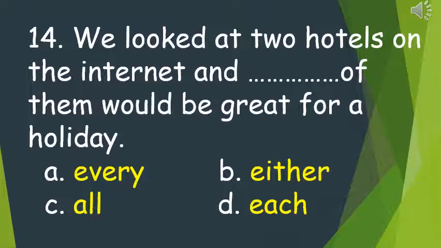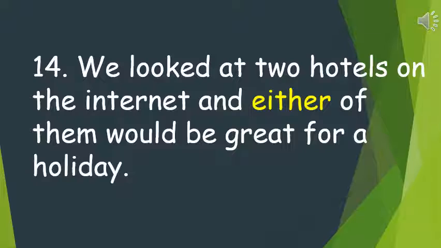We looked at two hotels on the internet and space of them would be great for a holiday. Every, either, all, and each. We looked at two hotels on the internet بصينا على فندقان على الانترنت and either of them أي واحد في الاثنين دولت would be great for a holiday هيكون رائع في تقضية الأجازة.